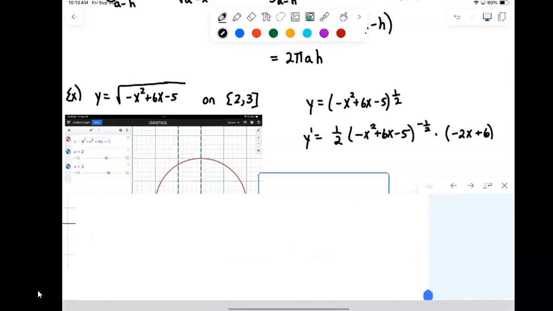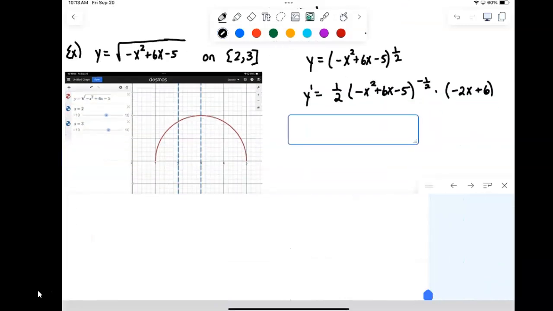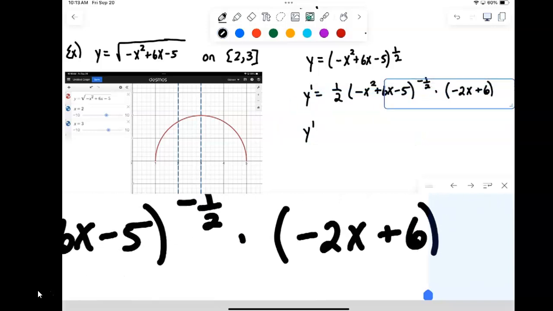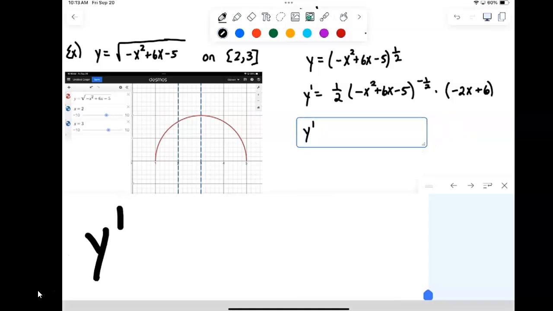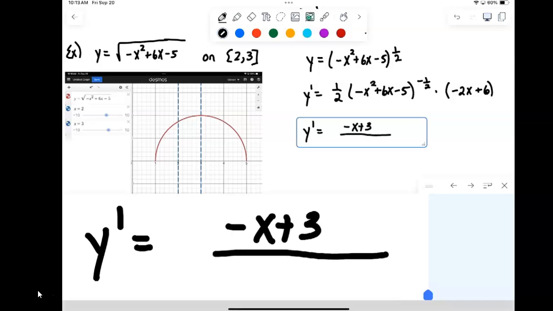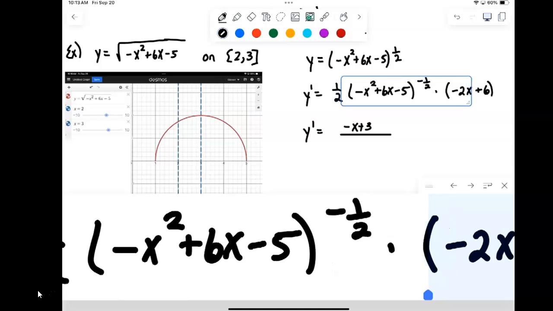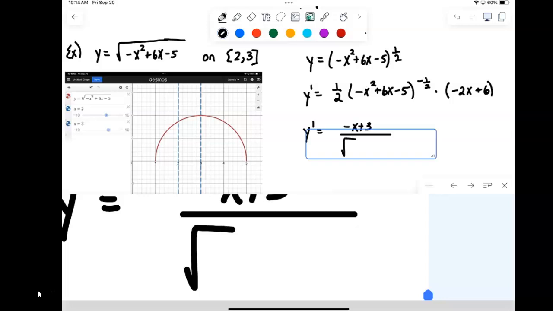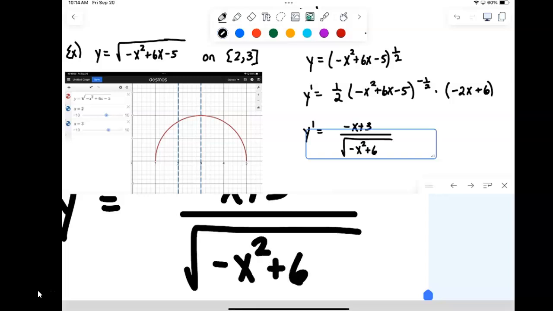And then we just clean this up and simplify. The 2 from the 1/2 will cancel with both the negative 2x and the 6. So we'll have negative x plus 3 over this stuff, which goes to the bottom and becomes the 1/2 power, or square root, of negative x squared plus 6x minus 5.